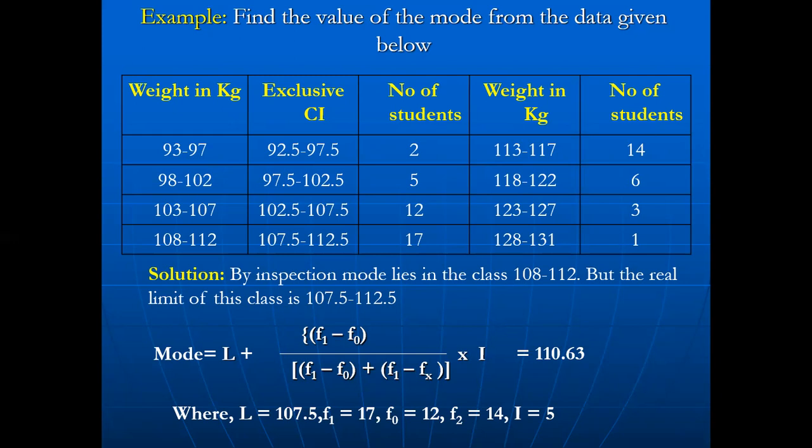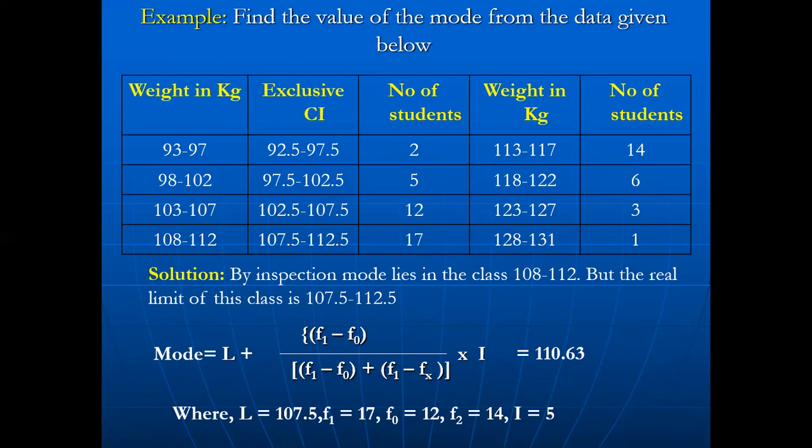So based on this, we have to extract three frequencies: F1, F0, and F2. Here the highest repeated frequency you can see is 14... I'm sorry, it is 17 here. So 12, 17, and 14. Here we have to extract these frequencies, with 17 being the highest repeated frequency.